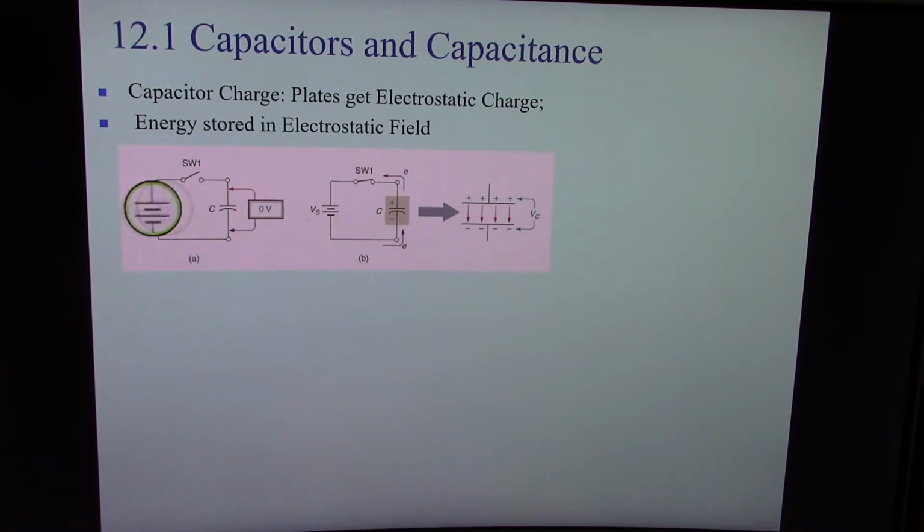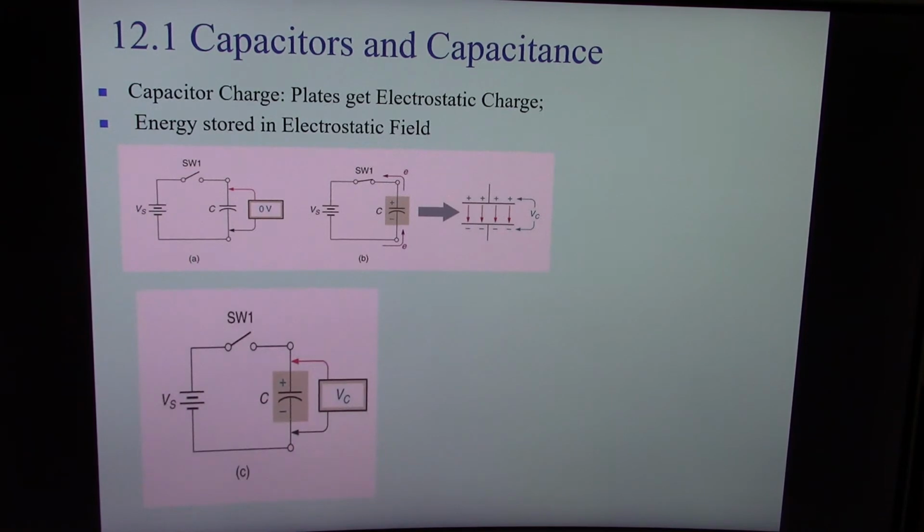So that's the two pictures that we looked at before, put together. Now, if you open this switch, so this is A, this is B, and this is C. If you open that switch right here, what will happen is this positive charge will remain positive, this negative charge will remain negative, at least for a while, depending on the construction of the capacitor.